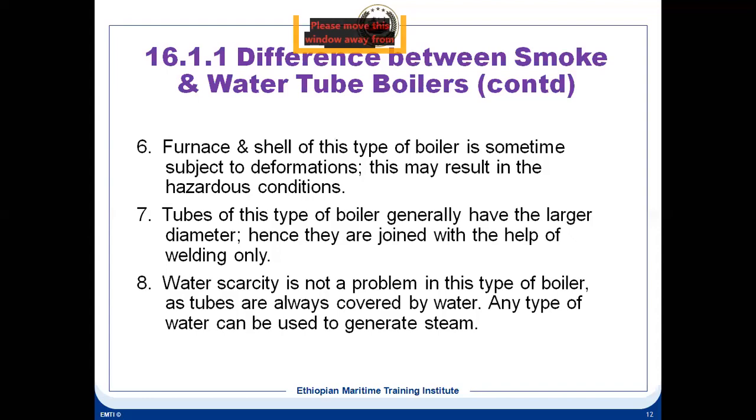And as we said earlier, since the smoke tube boiler is like a drum, water scarcity in this type of boiler is not much of a problem because all the tubes through which the smoke is passing are always covered with water. And also the type of water which we use in a smoke tube boiler need not be as pure as what we have in a water tube boiler. A smoke tube boiler can take, let's say, chlorides up to a much higher degree than a water tube boiler can take. The reasons thereof we will come to later.